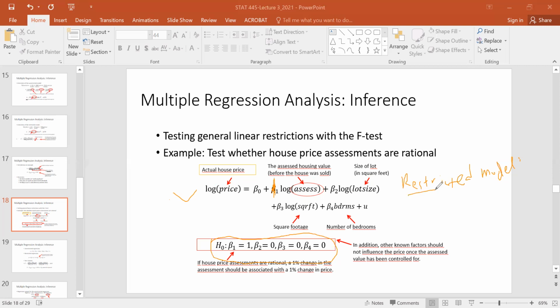To write a restricted model, you impose the condition. Wherever you see beta 2, put 0. So if you put 0 here, that will take this off. Wherever you see beta 3, put 0. So you put 0 here, it knocks this off. Wherever you see beta 4, put 0. It also knocks this off. So we are left with what? Our y.